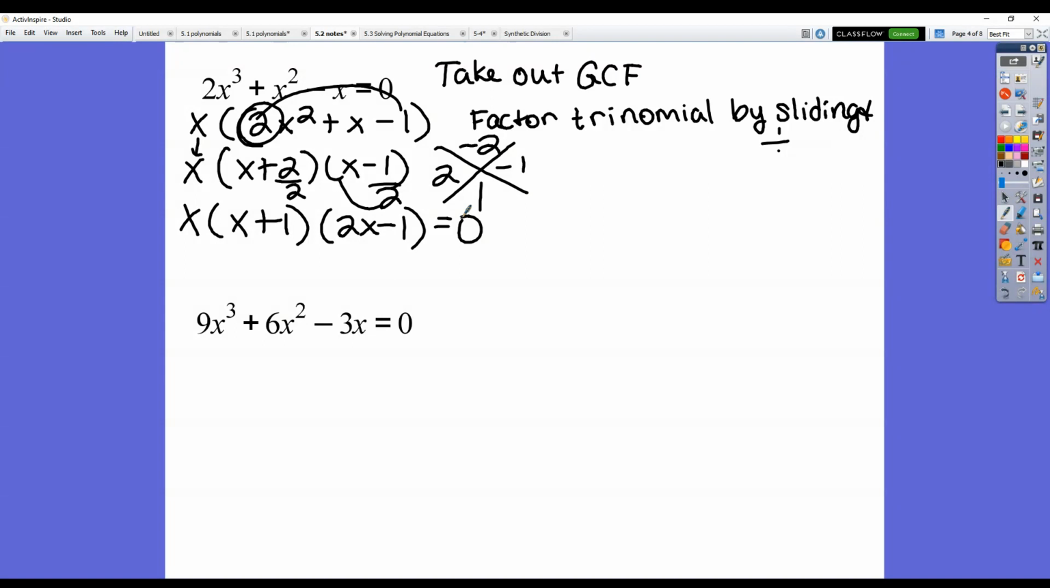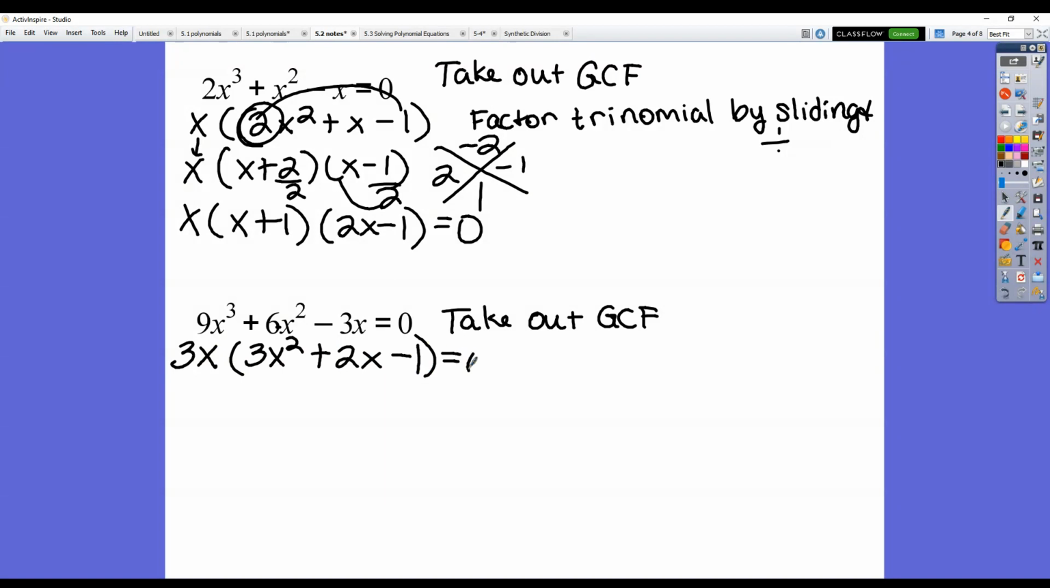Next one. Take out GCF. This time, 9, 6, and 3 are all divisible by 3, and they all have at least one x. So we're going to take out 3x here, and that leaves us with 3x squared plus 2x minus 1.